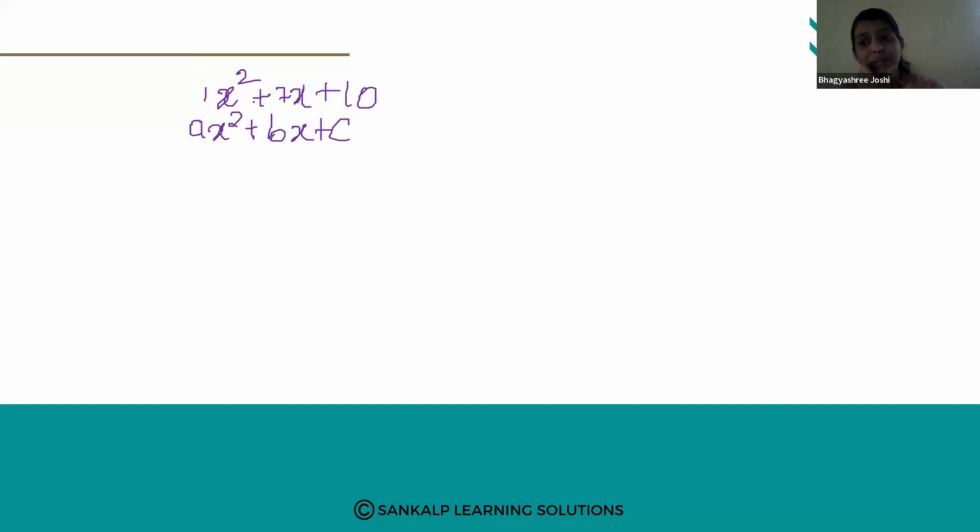Next, how to find the factors? Yes, dear students, how to find the factors? By factorization method. Factorization method means what? ನಿಮಗೆ ಗೊತ್ತಿದೆ factorization method ಯಾವ ತರ ಮಾಡ್ತೀವಿ ಅಂತ. X square plus 7x plus 10. So first what will we do?